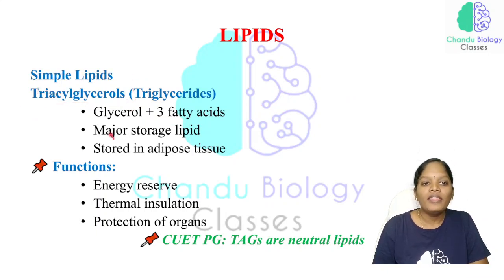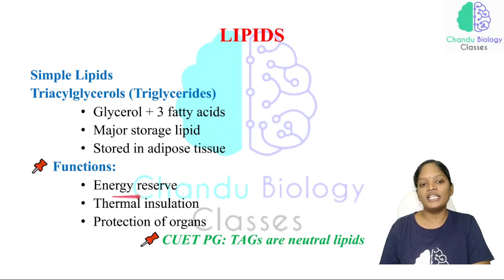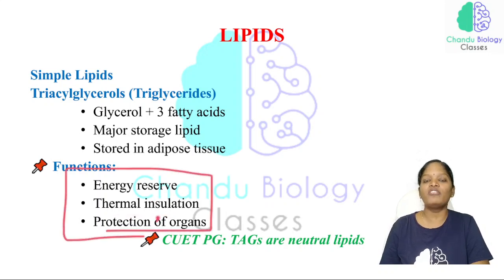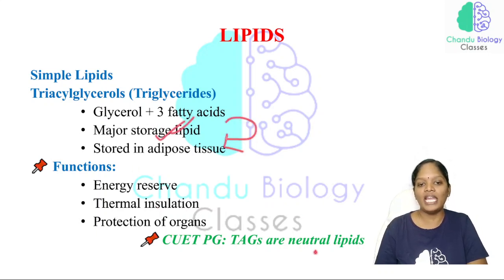The major storage lipid is the triacylglycerol, also called the triglyceride, and it is stored in the adipose tissue. What is the function of the triacylglyceride? It serves as an energy reserve, thermal insulation, and protection of organs. All these are functions performed by triacylglycerides, and this is the major storage lipid stored in the adipose tissue.